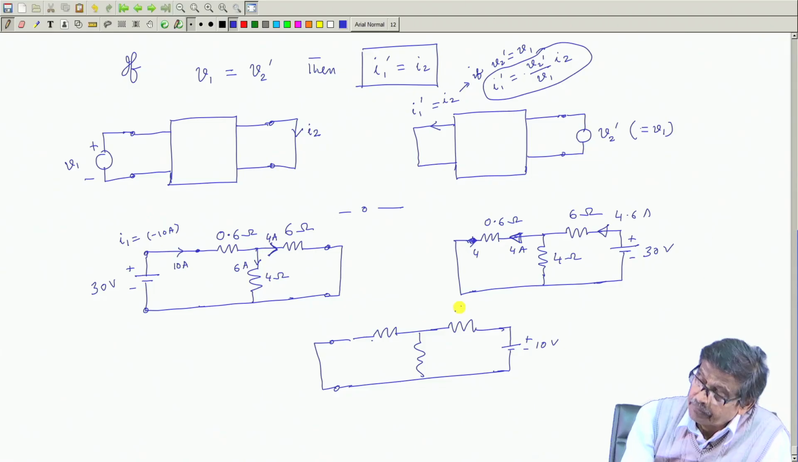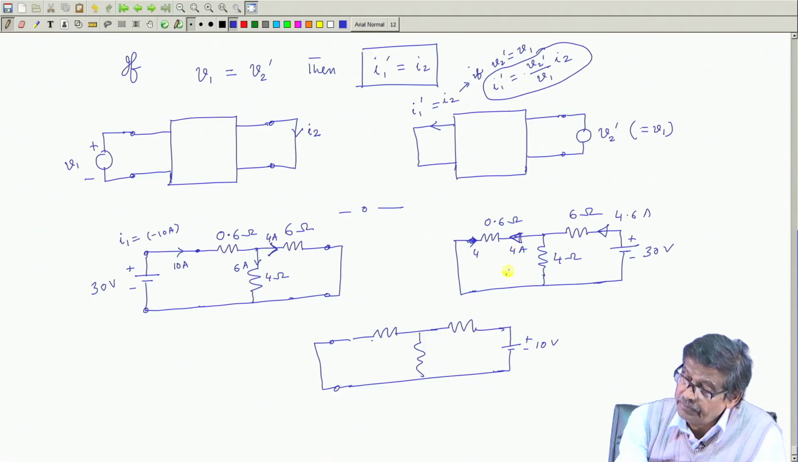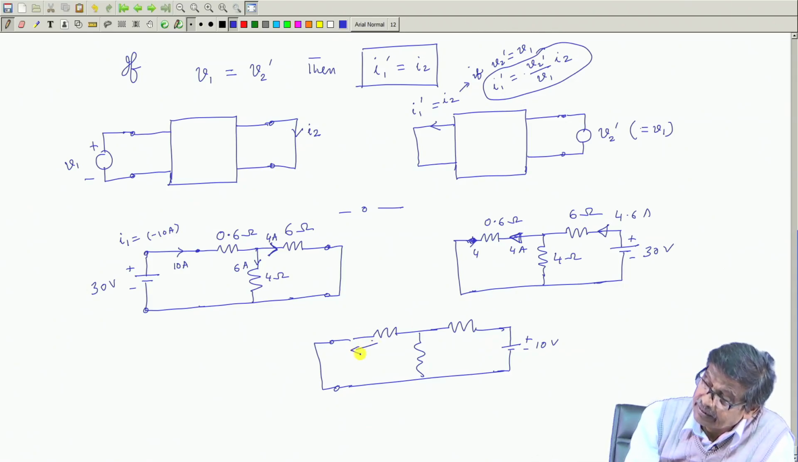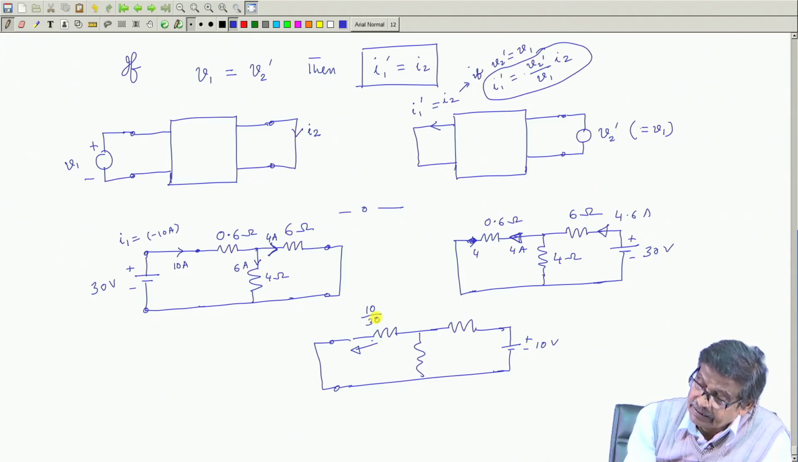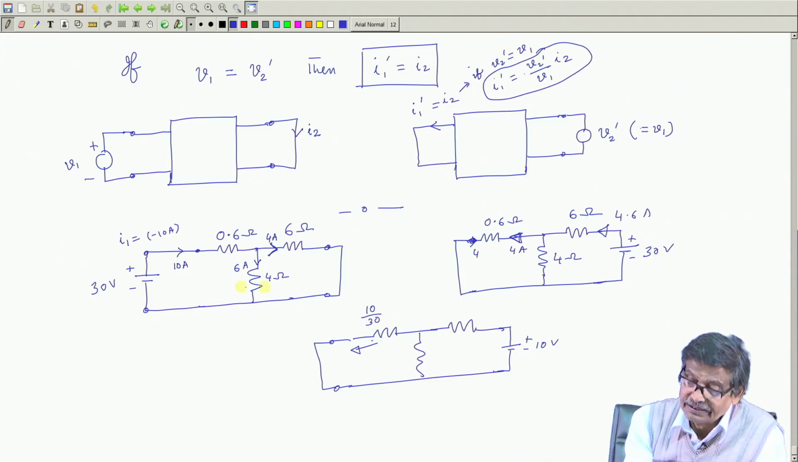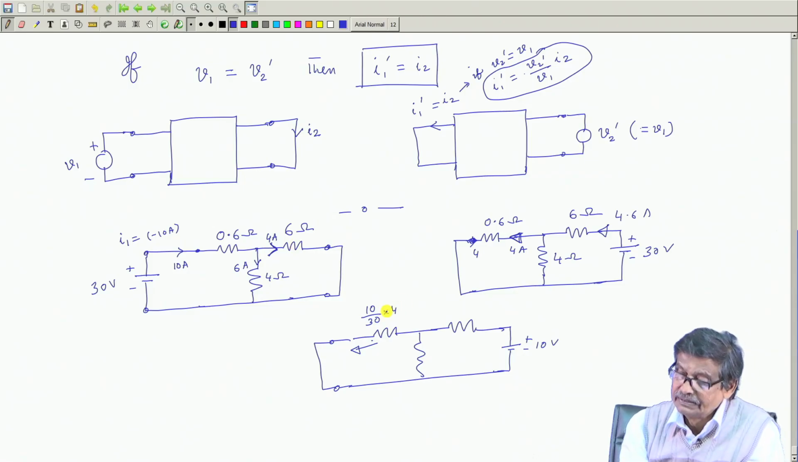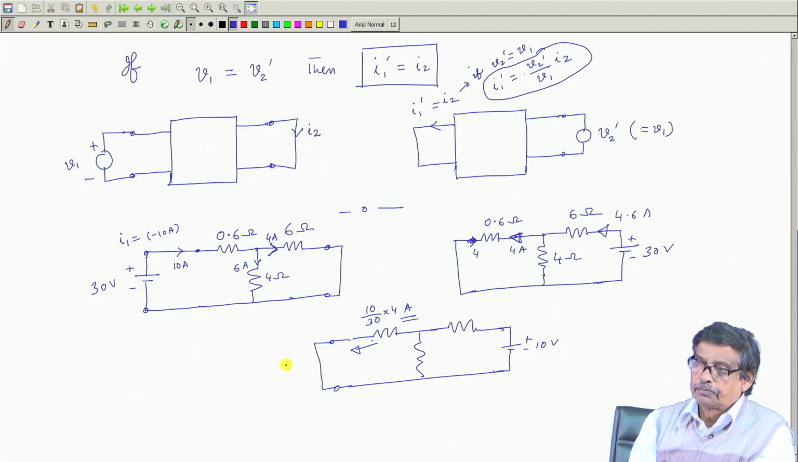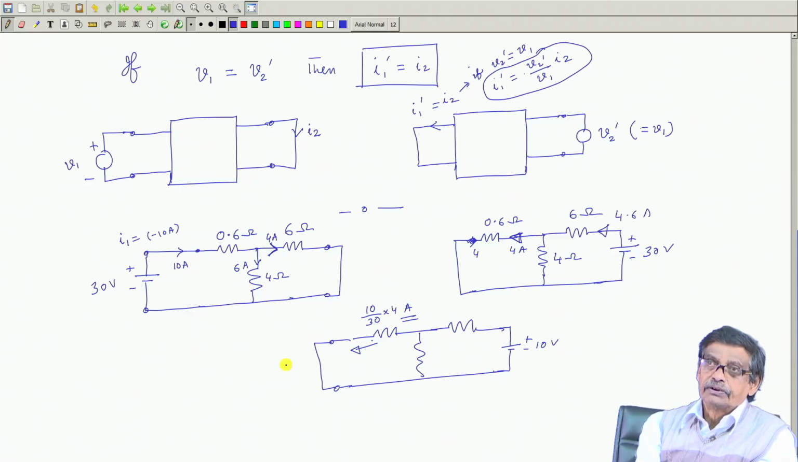It will be 4 by 3 ampere. Why? Because that current was 4 and the voltage ratio is 1/3. Instead of applying 30 volt, I have applied 10 volt, V 2 dashed by V 1. So, this current will be V 2 dashed, 10 by 30, into this current, 4 ampere in this branch. So, 4 by 3 ampere. You see the usefulness of this particular theorem.